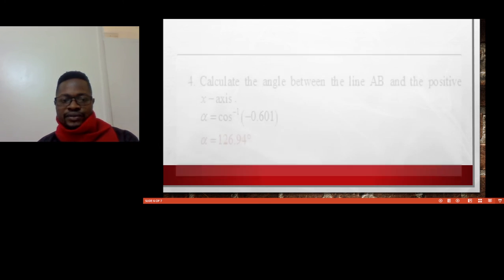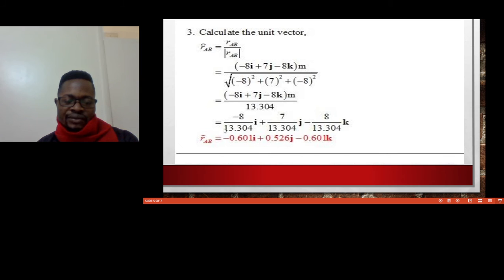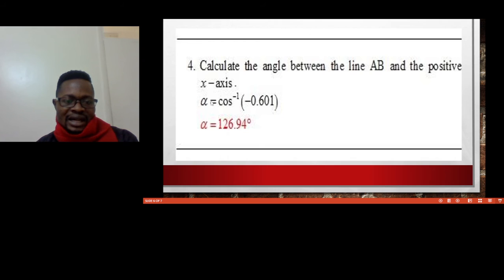Now we go to solution 4, in which we are to calculate the angle between the line AB and the positive x-axis. And the line AB, we already know in the x-axis that we have negative 8 divided by 13.304i. So negative 0.601 is in that x-axis. So we are going to use this to calculate the angle we are looking for. You can call it alpha, you can call it beta, you can call it theta. I have called it alpha, so that it will be cos.